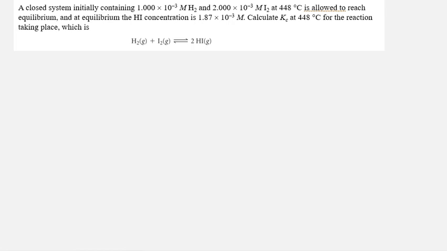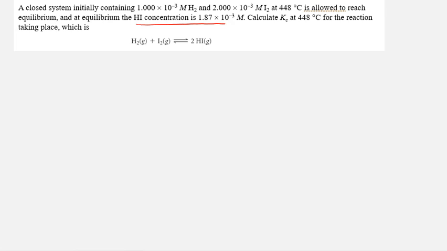Okay, so our first problem here, we have a closed system initially containing 1.000 times 10 to the negative third molar H2 and 2.000 times 10 to the negative third molar I2 at 448 degrees Celsius is allowed to reach equilibrium, and at equilibrium, the HI concentration is 1.87 times 10 to the negative third molar. Calculate Kc at 448 for the reaction taking place, which is H2 plus I2 forms 2HI.